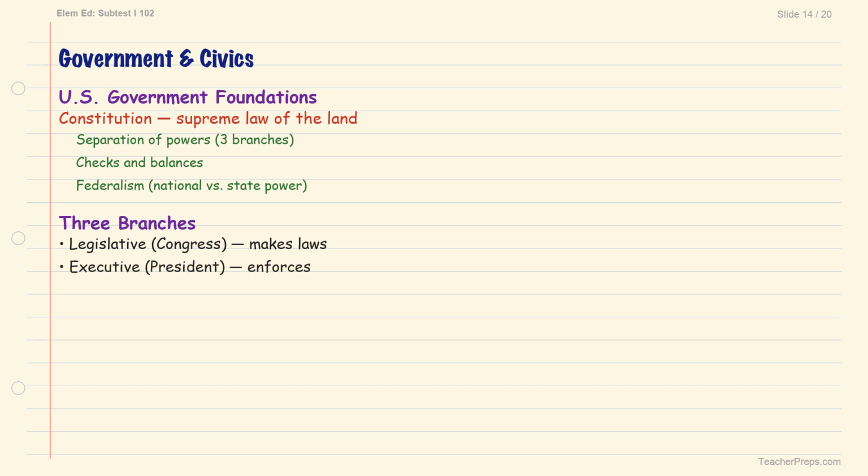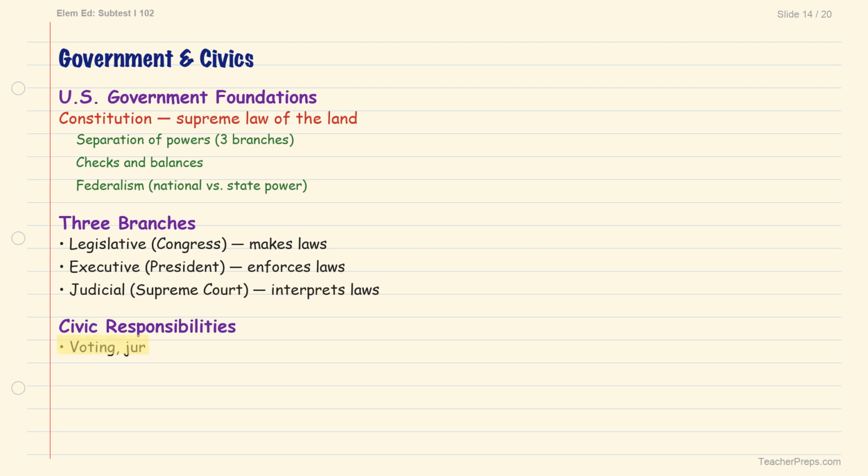Legislative branch, Congress makes laws. Executive branch, the President enforces laws. Judicial branch, the Supreme Court interprets laws. For civics, know citizen responsibilities: voting, jury duty, obeying laws, and community participation.